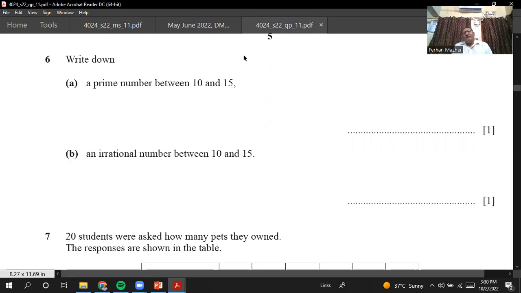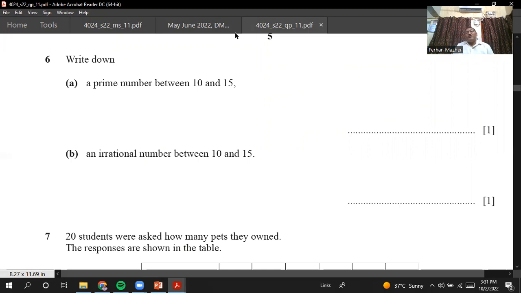So between 10 and 15, there are 11, 12, 13, 14. Out of these numbers, which is the prime number? 11 is a prime number. 13 is a prime number. So the prime number between 10 and 15 will be 11, and it will be 13. Okay. The B part is an irrational number between 10 and 15. I started telling you about the B part.